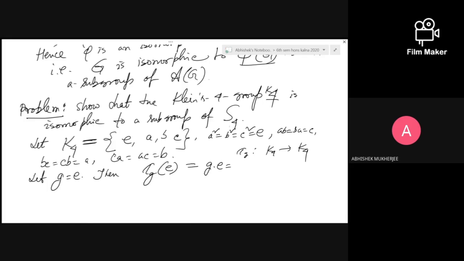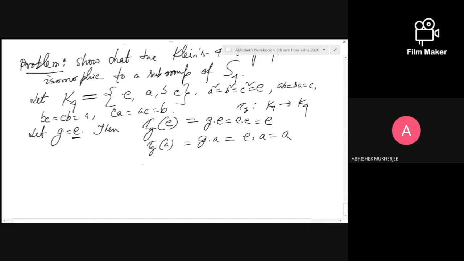What is G? G is identity here. So it is E dot E, which means it is E. So E goes to E. Now tau G A is G dot A, that is E dot A. What is E dot A? It is A. So A goes to A. Tau G B goes to B. Tau G C goes to C.